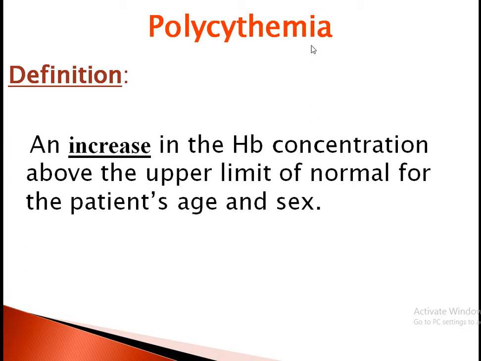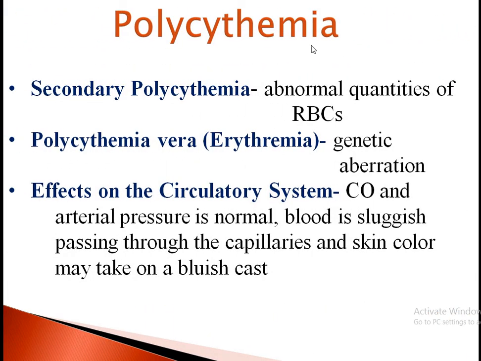Here poly means much more. So it is an increase in the hemoglobin concentration above the upper limit of the normal level for the patient's age and sex. Again age, sex, environment, nutrition, deficiency, all these factors affect the hemoglobin concentration, but this time it is an increase. Polycythemia may be primary or secondary, and primary is polycythemia vera or erythremia.